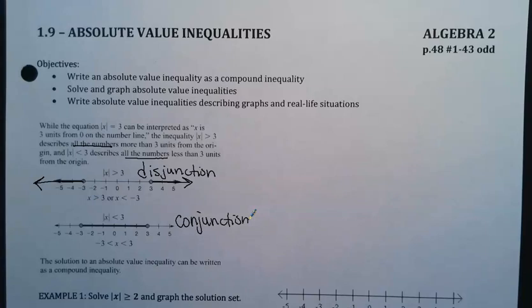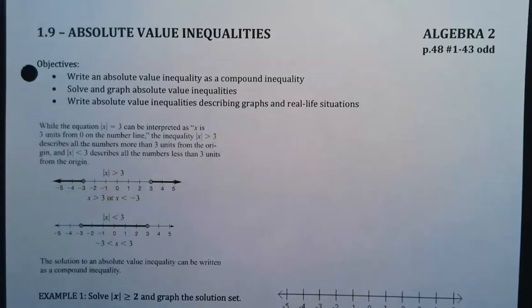All right, so the solution to an absolute value inequality can be written as a compound inequality. That's what we're trying to figure out today, how do we write these. I will tell you that when you have x is greater than, you're always going to have an or statement. And when your absolute value is less than, it's always going to be a conjunction, or an and statement. Okay, that is very helpful.